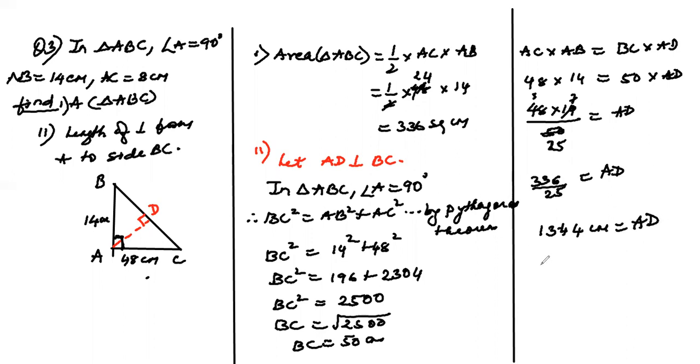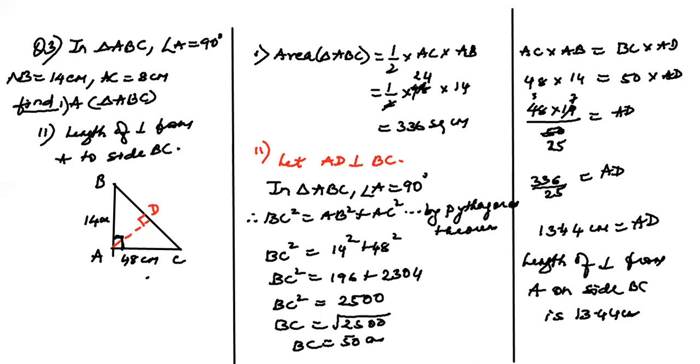Got it, children? So the length of the perpendicular from A on side BC is 13.44 centimeter. I'm sure, children, you should be able to do it. Very simple. I don't think it's difficult.